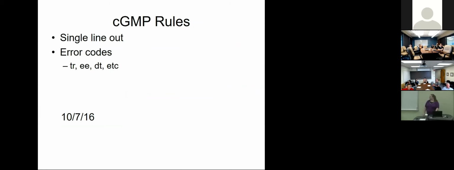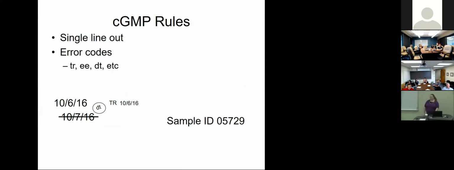For example, I wrote the date, it's the wrong date, so I do a single line and then write my error code. In this case, it's a DT, which stands for a date error code, initial and date, and then I can correct it. Another example would be a transcription error. I wrote down the sample number, but say I copied it wrong, I would do the same thing, using a TR code. So you go through, initial and date, TR, circle it so they know what the error code is, and then you can write it correctly.